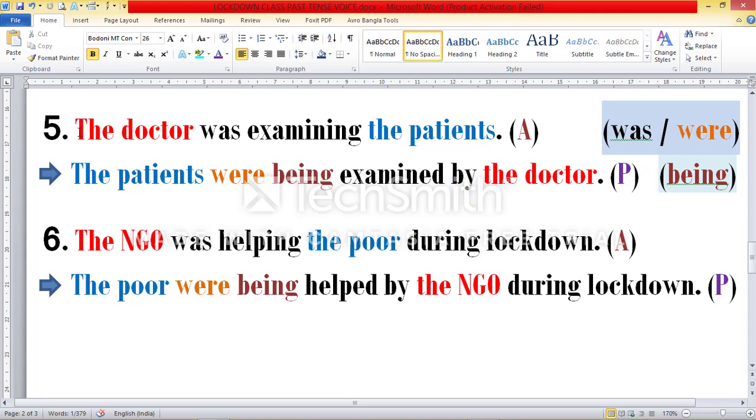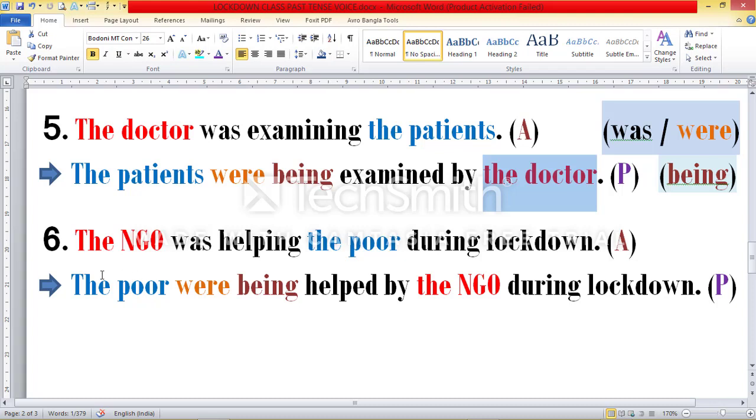Then at last, as you know, the subject doctor of the active form will be the object of the passive form. So the doctor here has become object. So the passive form of the sentence, the doctor was examining the patients, is the patients were being examined by the doctor. Now let's go to the sixth sentence. That is the last sentence of past continuous tense.